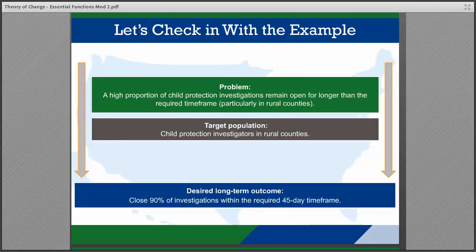Now that the team has documented where they are by gathering the problem statement and where they want to go by identifying a long-term outcome, what might be their next step? The next step is to develop the pathway or pathways of change using causal links.